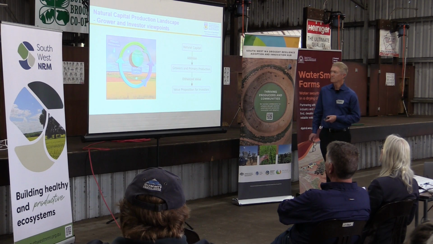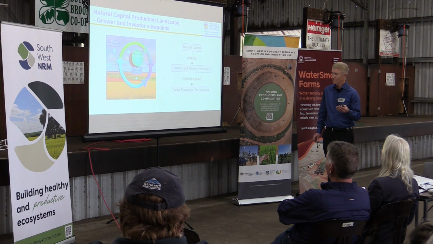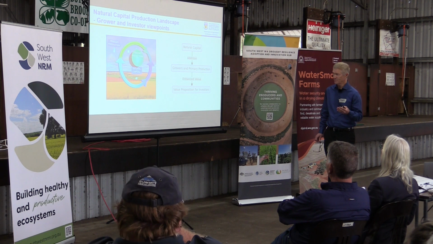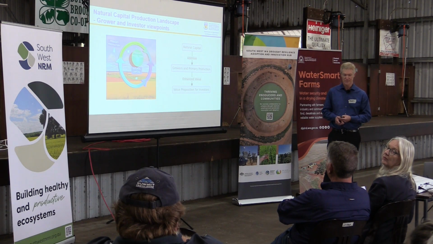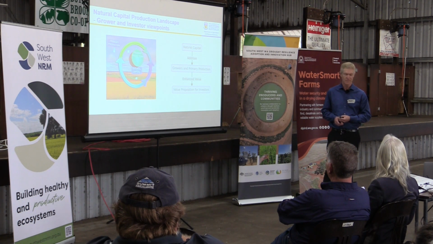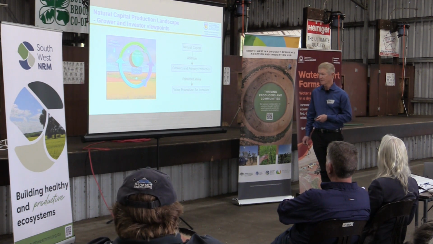So when you look at this natural capital production landscape, depending on who you are, you'll look at it in a different way. From a grower and a primary production perspective, it's an addition to what you're already doing, and it could potentially bring additional benefits and revenue for you. From an investor perspective, it's an enhanced value to what is already there. So it could actually make primary production and agriculture more attractive potentially to them, because you're giving them something that's less risky, more resilient, and is able to provide multiple revenue streams across ecosystem services. So that's worth considering the way that they look at it.